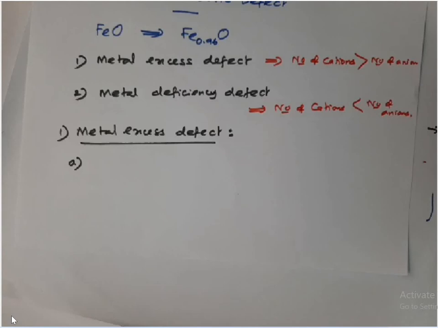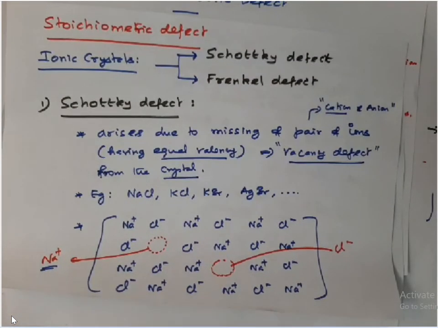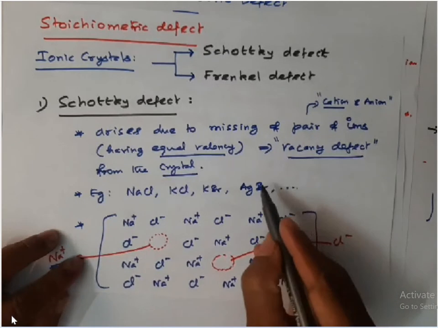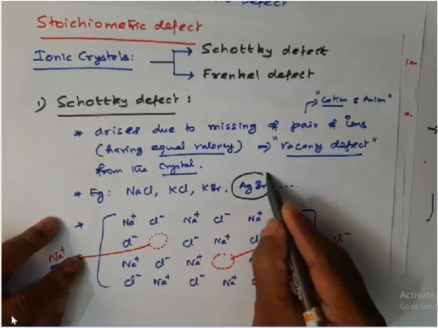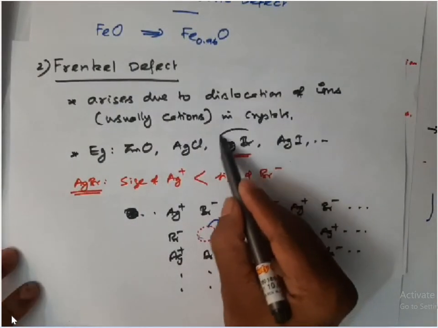Student, before that, I forgot to say one piece of information here, in the Frenkel defect and Schottky defect. In Schottky defect, I have given silver bromide as an example. In Frenkel defect also, I gave silver bromide as an example.